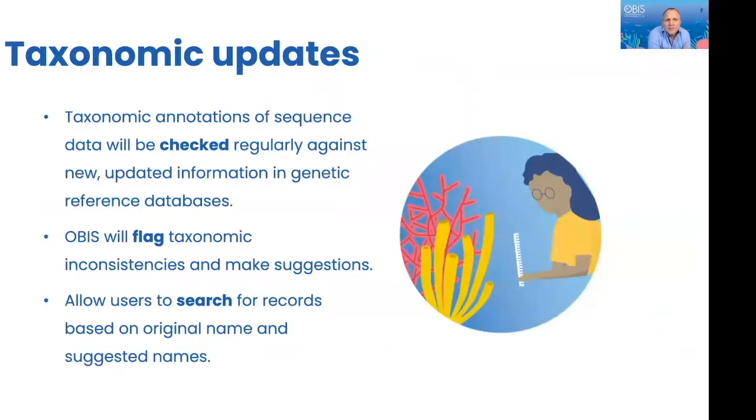We will also regularly check the taxonomic annotations against new and updated information in genetic reference databases. So we will flag taxonomic inconsistencies and make suggestions. Like, originally the name was species A, but according to the new information from the genetic reference databases, they suggested species B. So we think it's important that users can search for both the original name as well as the suggested name.